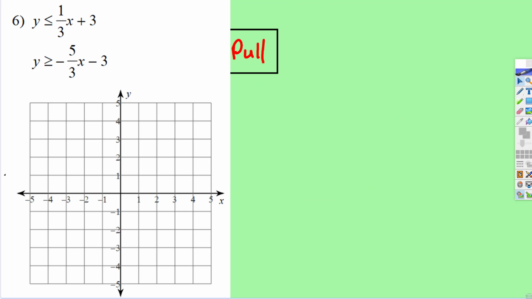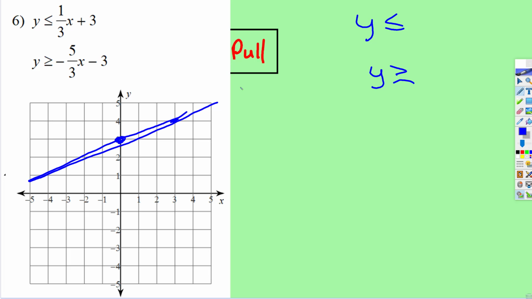So here we have two linear equations. They both are going to have a solid line. One is shading. This says y is less than or equal. This one says y is greater than or equal. So when you go to shade, to draw this one, remember you'd start up here at 3, you'd go up 1 over 3, you draw that graph, and then look at what that says.